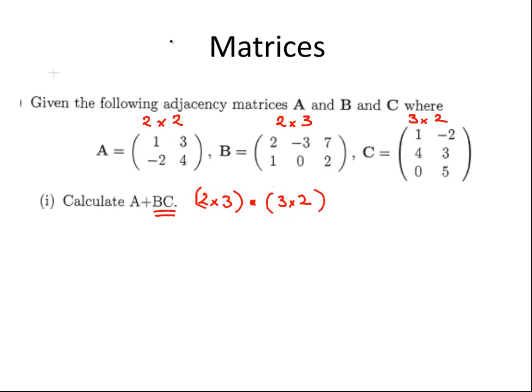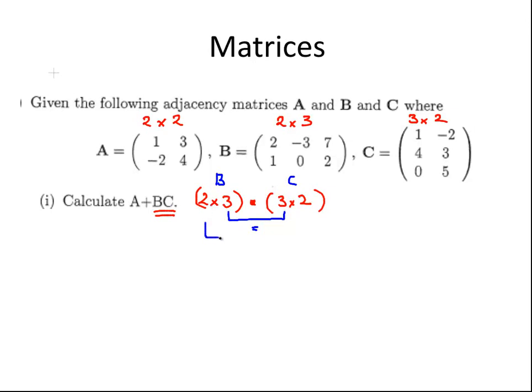Okay, so what is the dimension of the overall matrix? First off, the number of columns of the first one has to equal the number of rows of the second one. So these two numbers have to be equal to each other. In that case, that's B and C, and these are equal to each other. These matrices are compatible in terms of dimension, so we can multiply them.